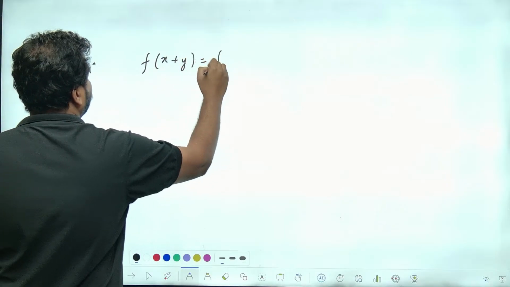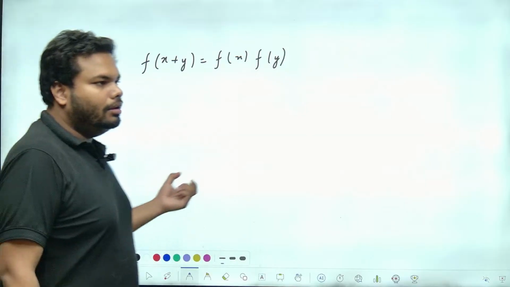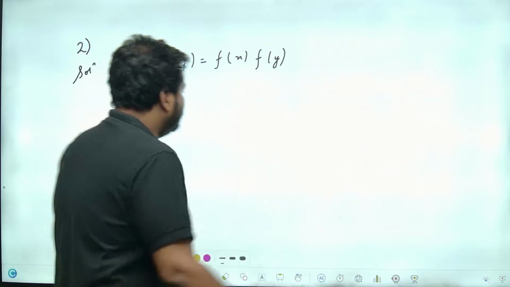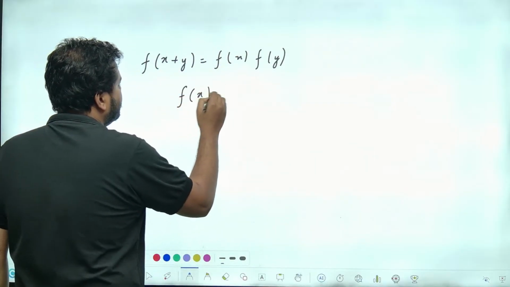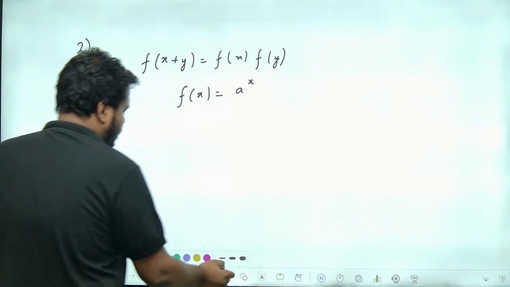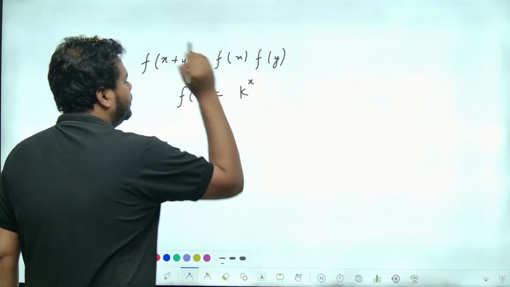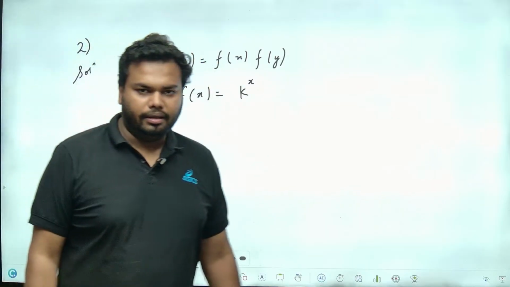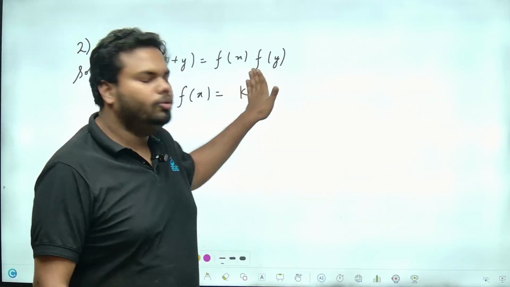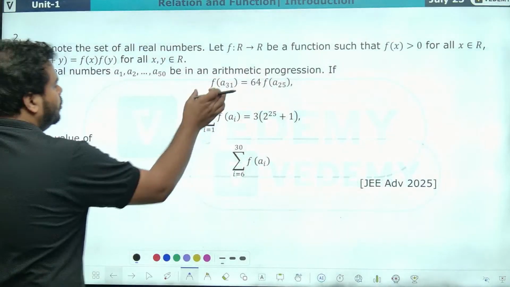f(x plus y) is equal to f(x) into f(y). Remember, f(x plus y) is equal to f(x) into f(y). I taught you that f(x) is equal to a to the power x. Or you can take another variable because a is used in the question. You can take k to the power x. A1, A2 up to A50 is in AP, so I am using k to the power x. Both are correct. k is a positive number. All right.